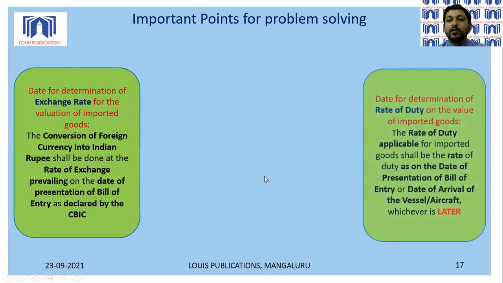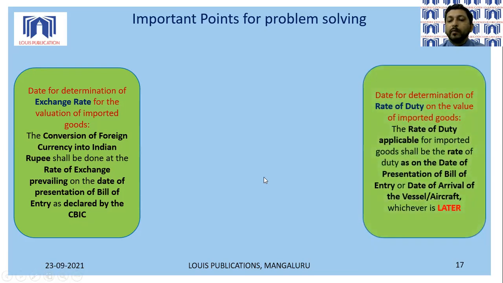Second very important thing is, what is the rate for determination of the rate of duty? This was just the exchange rate, currency conversion. This is the rate of duty on the value of goods imported. Now, we are talking about the basic customs duty rate. The rate of duty applicable for imported goods shall be the rate of duty as on the date of presentation of bill of entry.